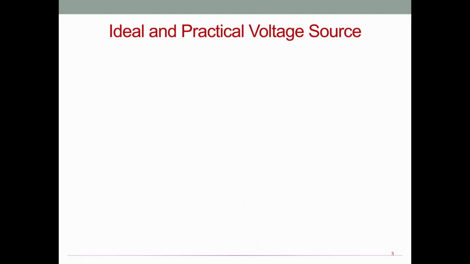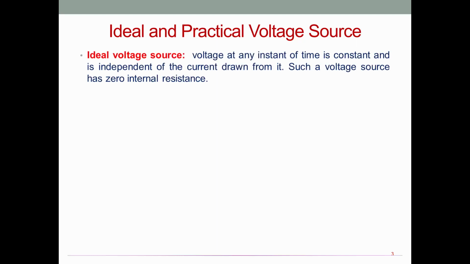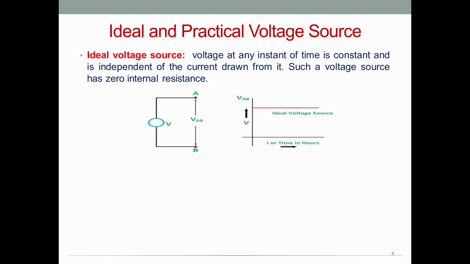Coming to the next one, ideal and practical voltage source. What is an ideal voltage source? The voltage at any instant of time is constant and is independent of the current drawn from it. Such a voltage source has zero internal resistance. Let me go for the voltage source V with no resistance in series with it.